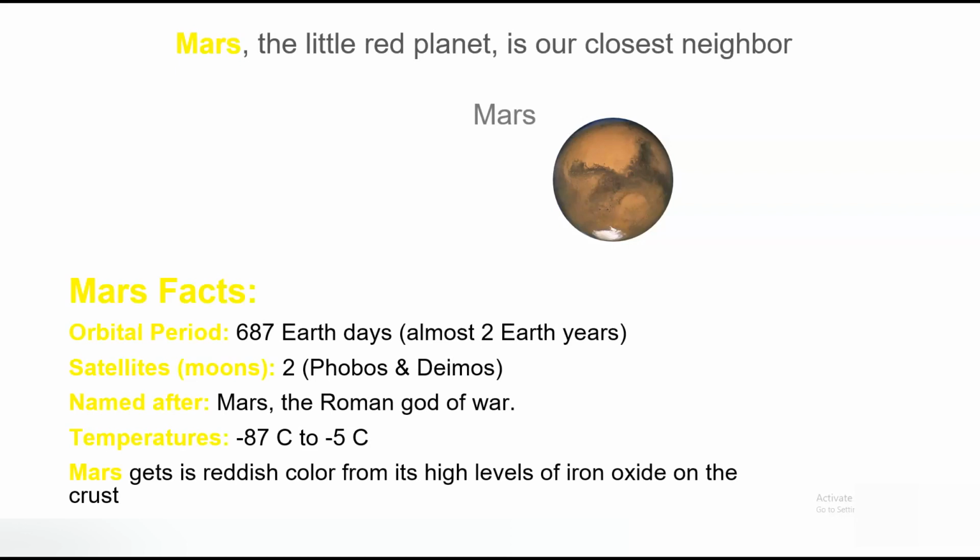Mars, the little red planet, is our closest neighbour. 687 Earth days to orbit the Sun. Negative 87 degrees to negative 5 degrees. As you can see, it's getting colder the further away you get from the Sun. It gets its reddish colour from its high levels of iron oxide.